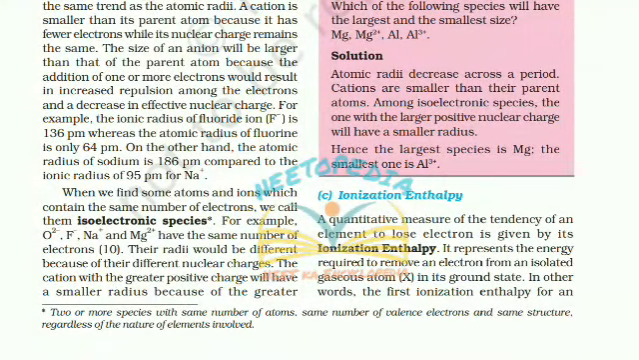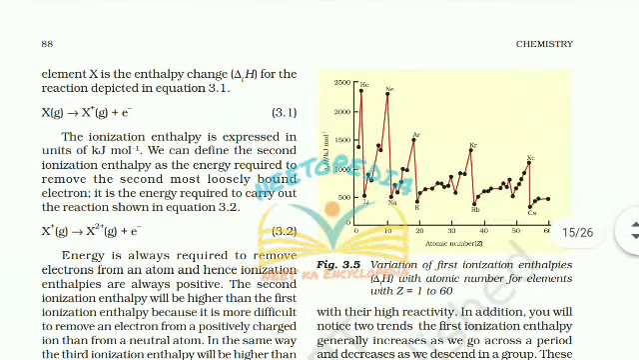C. Ionization enthalpy. The quantitative measure of the tendency of an element to lose electron is given by its ionization enthalpy. It represents the energy required to remove an electron from an isolated gaseous atom in its ground state. In other words, the first ionization enthalpy of an element X is the enthalpy change for the reaction depicted in the equation X changes to X+ plus electron. The ionization enthalpy is expressed in the units of kilojoule per mole.